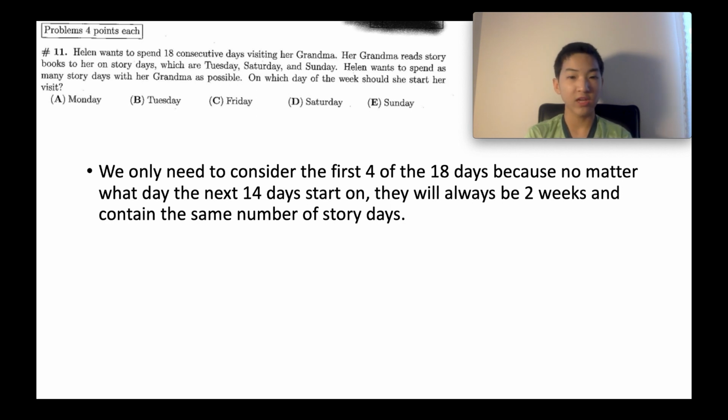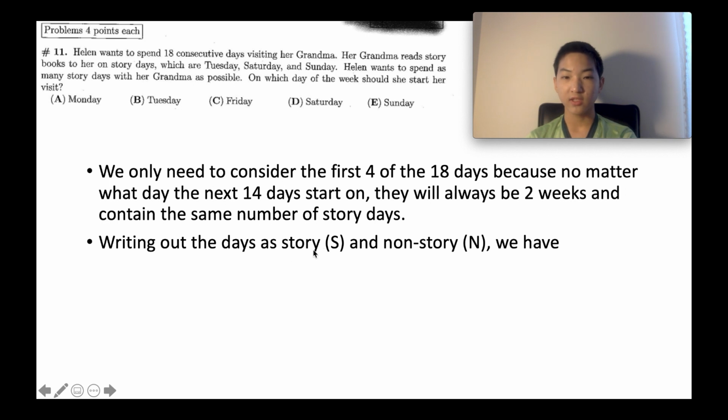we can first realize that we only need to consider the first 4 of the 18 days. Because no matter what day the next 14 days start on, they will always be exactly 2 weeks and contain the same number of story days. So 2 weeks will always contain 2 of each day. We don't need to worry about those 2 weeks because no matter how they start, they'll always contain 2 Mondays, 2 Tuesdays, 2 Wednesdays, up to 2 Sundays. And that means that no matter what, they'll contain the same number of story days.